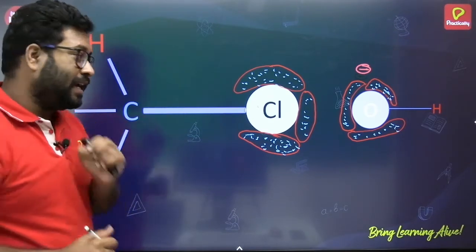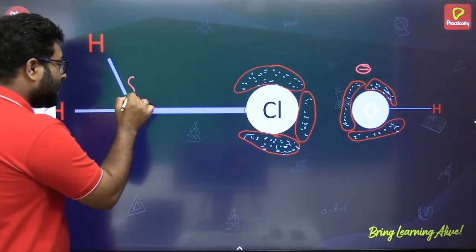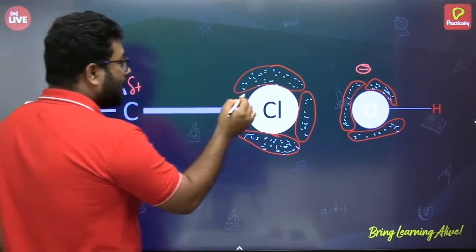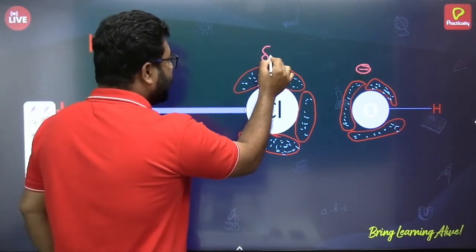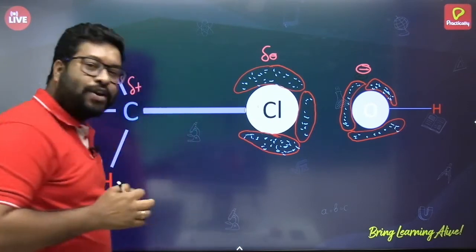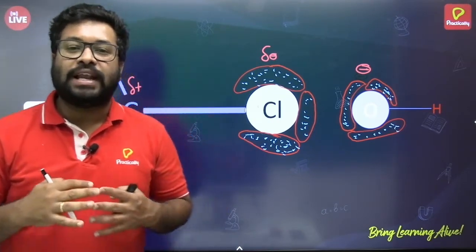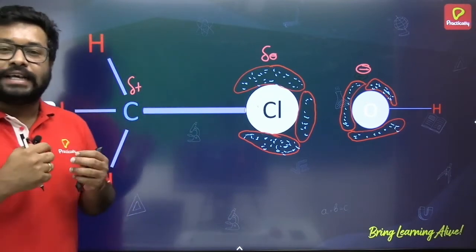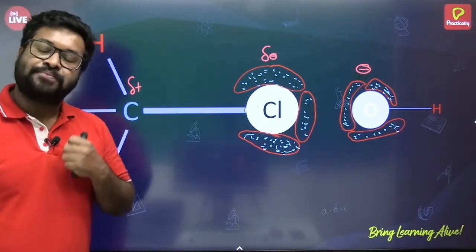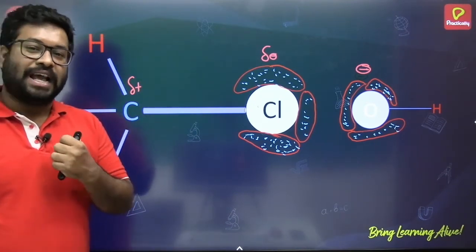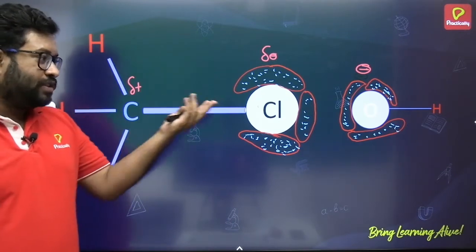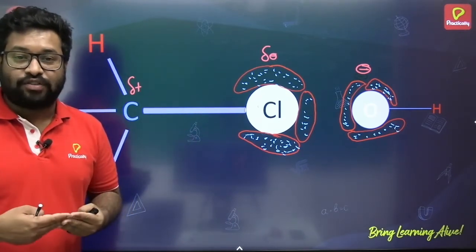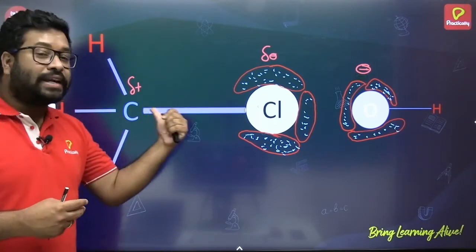Because oxygen has a negative charge, carbon is having a delta plus, and chlorine is having delta minus. Why do you have that? It is because of electronegativity difference between them, right? Carbon is less electronegative than chlorine. That is why chlorine has a delta minus, carbon has a delta plus. And oxygen, obviously you can see, is having a negative charge. So oxygen wants to attack the carbon.